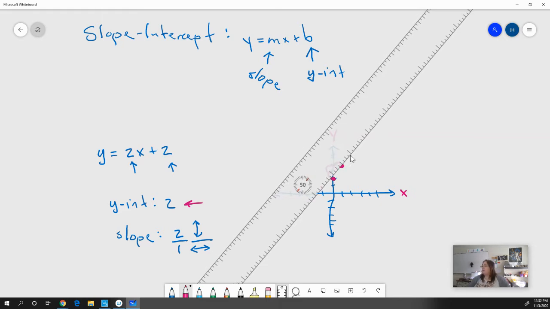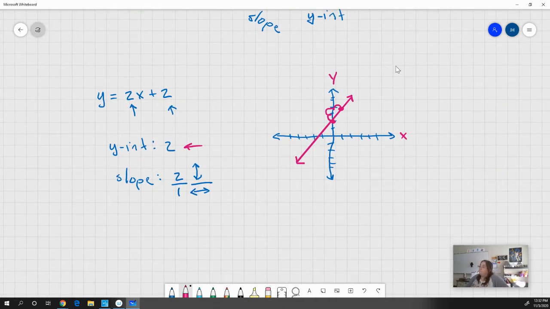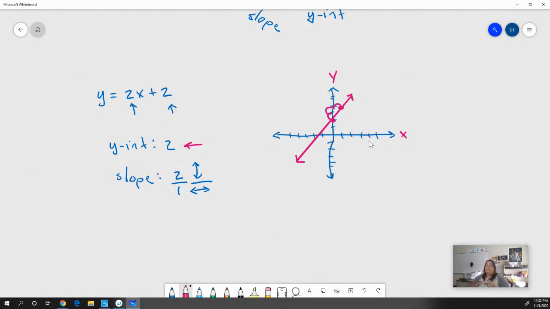And then we can connect the dots. Anytime we have 2 dots on a line, we can draw the graph of the entire line, right? And if I wanted to, I could keep going. I could go up 2 over 1, up 2 over 1. It goes infinitely when we're talking about the graph of a line, right? And that's all I need to do this.